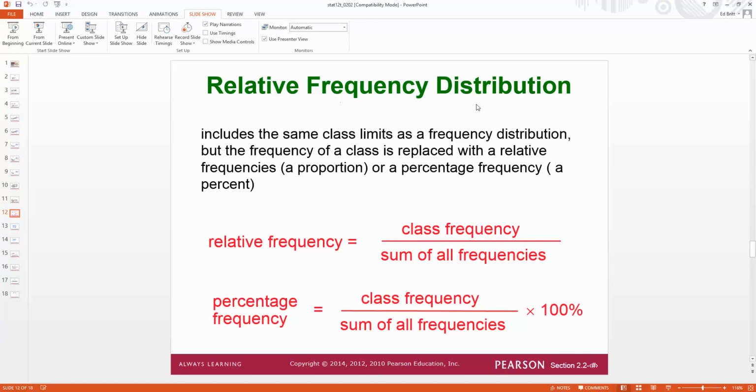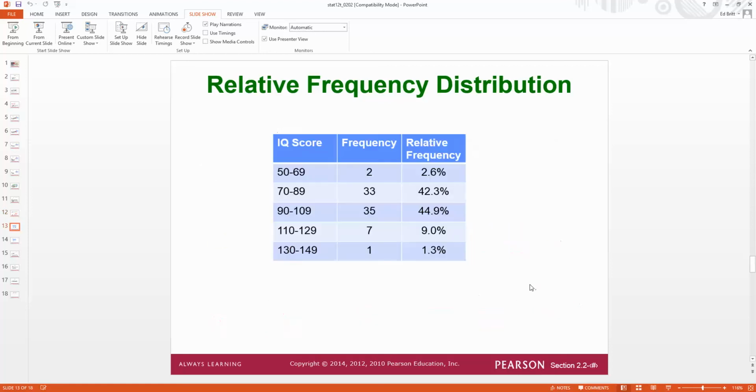Relative frequency distribution is the same as a frequency distribution, but instead of the frequency, you put down a percentage, or a proportion, like a decimal. If you use a relative frequency, you say the class frequency divided by the sum of all the frequencies. If you use a percentage, you do the same thing, except you multiply by 100%.